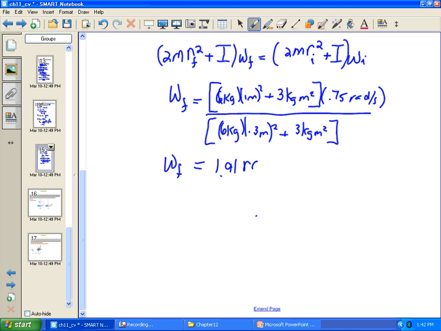And when we put this in our calculator, we should get an omega final equal to 1.91 radians per second. So effectively what has happened is that by bringing his arms in, he has significantly increased his speed of rotation. Why?